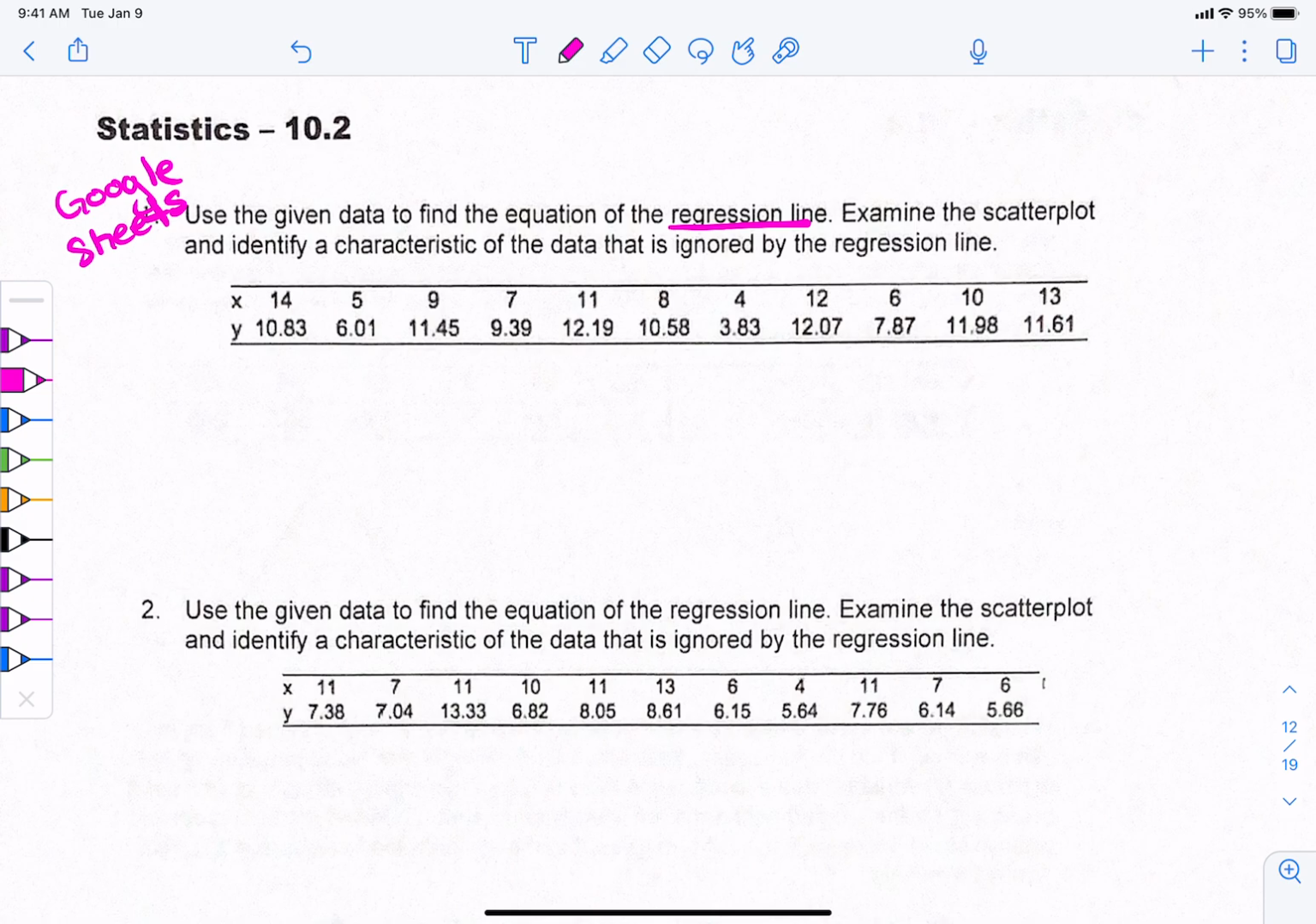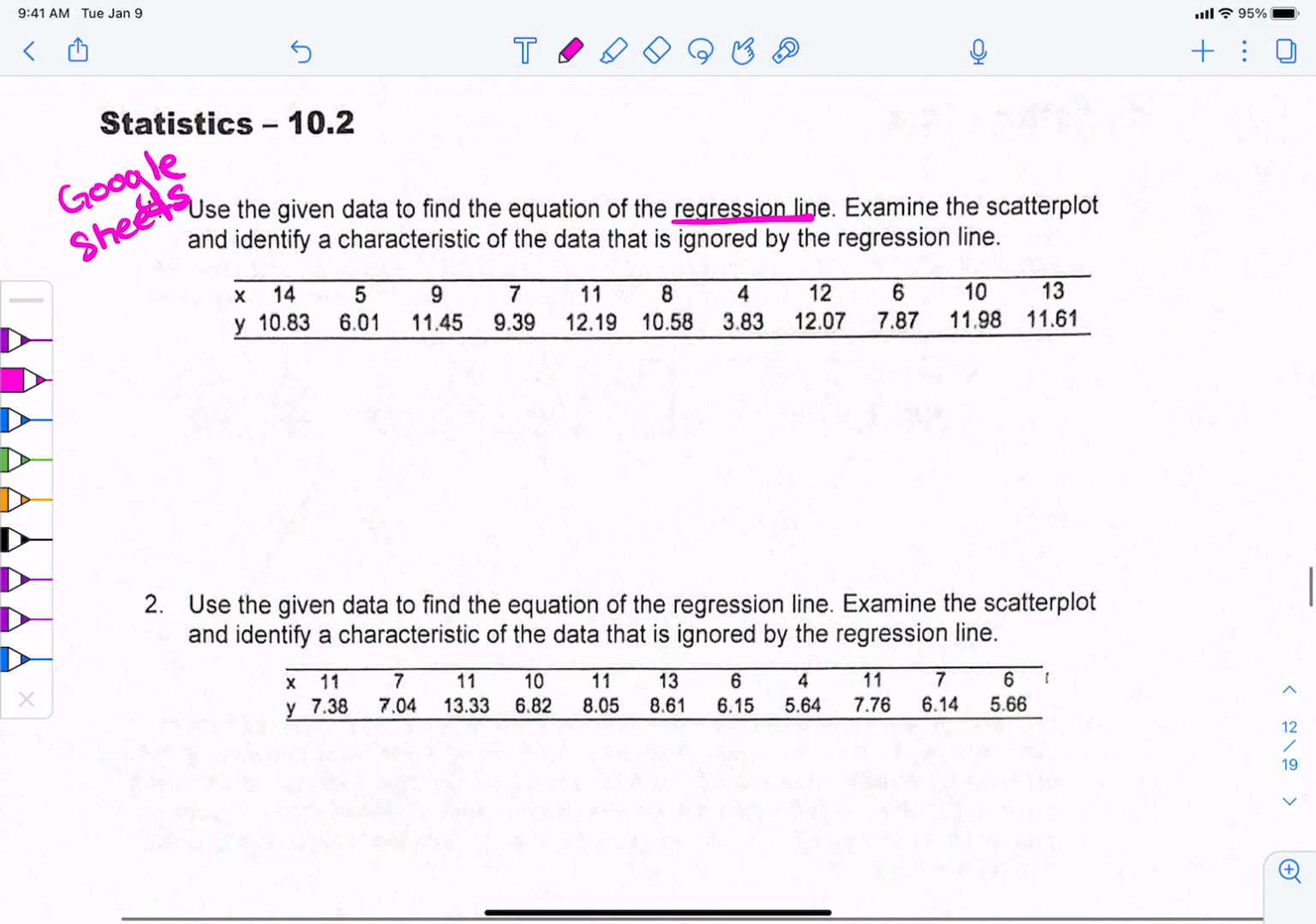Why do I need to plot it? Because it says examine the scatter plot and identify a characteristic of the data that is ignored by the regression line. Scatter plot, that's why we've got to have a scatter plot. Look at the scatter plot with the line also. I can show you how to do that on your calculator.